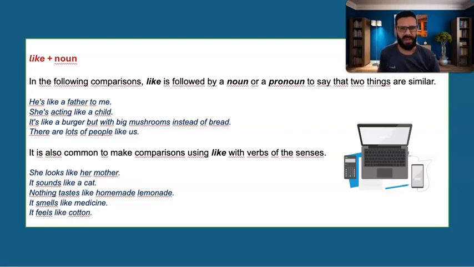It smells like medicine. Yeah, when you smell something and it reminds you of another smell, and in this case, medicine, so you compare, like, it feels like cotton. When you touch something like clothing, the texture feels like cotton. It's as soft as cotton. All right.